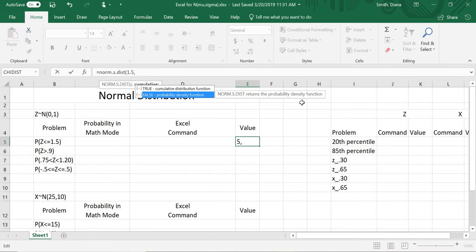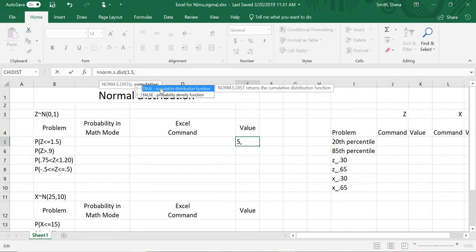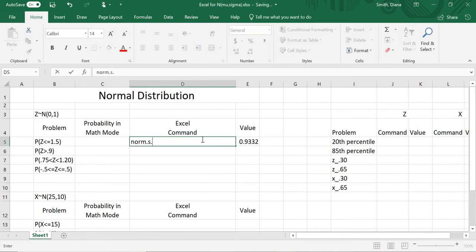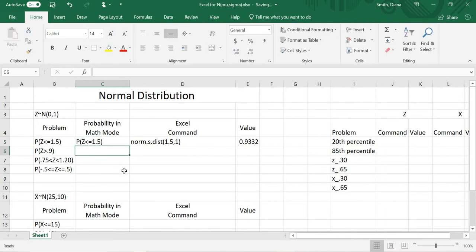So we're never going to use the false, we're always going to use the true, which again I can do as a 1. And it gives me a value. I'm going to type it back in here without the equal sign so that we know exactly what it was that we plugged in. And then the probability in math mode is exactly the same thing that I have, but we'll see it be different in a little bit. Okay, so that's how you would do the probability of Z being less than or equal to something.